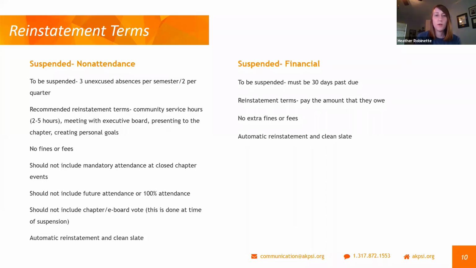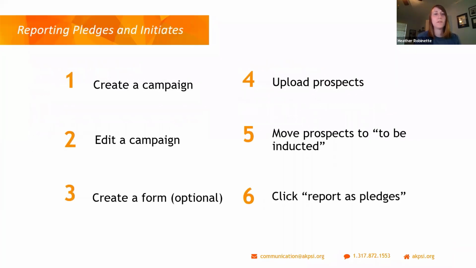Financial suspension, just as we talked about earlier, basically once they miss the 30 days past due, they're automatically suspended. Once they pay that money back that they owe, they're reinstated and start with a clean slate again. For this next section, this is going to be something that's either done by the secretary or the VPM, just depending on how your chapter handles things. And really this is around just reporting of the pledges and initiates.